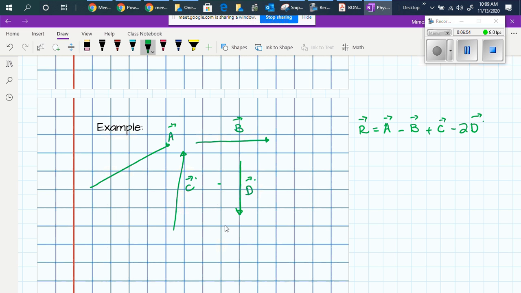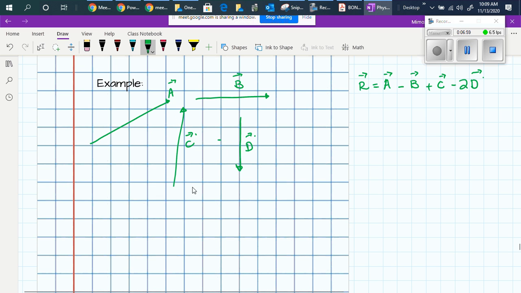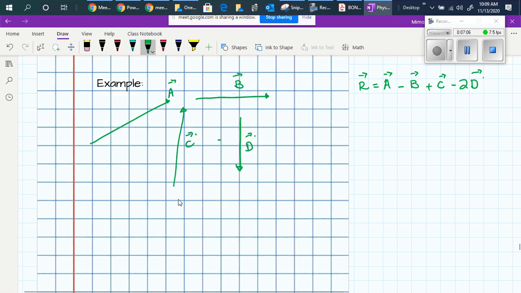Okay, so in order to figure this out graphically using the closed polygon method, we'll plot those vectors one after the other. Remember what we said when we are subtracting. This is the same as saying you are adding vector A and you are adding the opposite of vector B. You are adding vector C and you are adding the opposite of 2D.